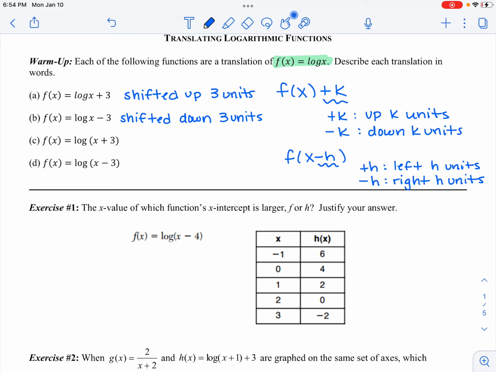So for part C, this would be a log graph that has shifted left 3 units. Again, we see a plus sign, we think opposite. Opposite for horizontal, plus would be left 3 units. Opposite for a negative 3 would mean we're going to the right 3 units. So all of these log graphs are log base 10 because they do not indicate the base.